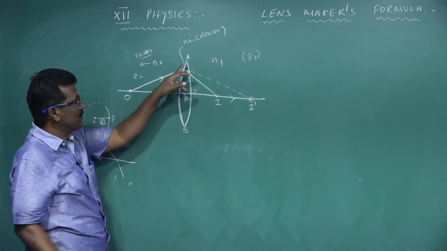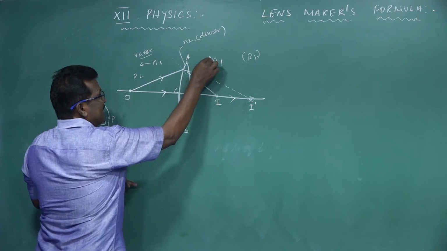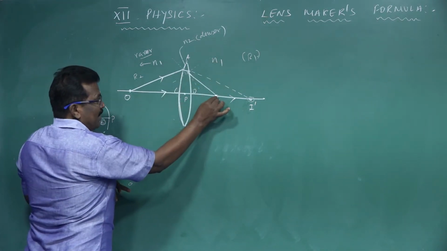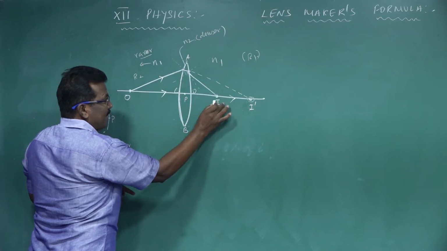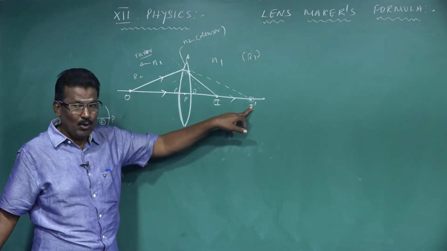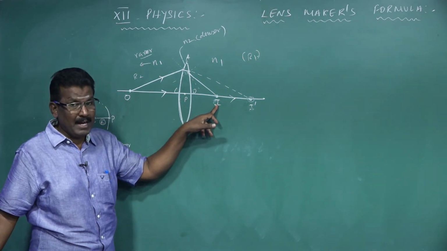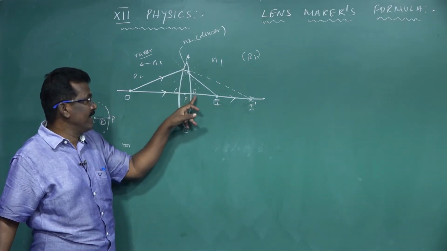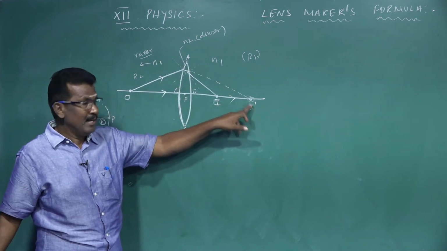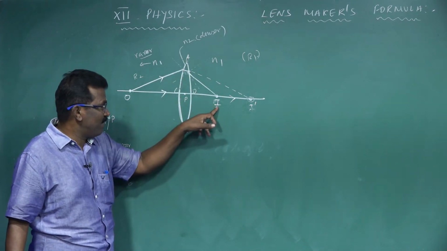Another refraction takes place because the ray is coming from a denser medium to a rarer medium. If a ray comes from a denser medium to a rarer medium, it always bends away from the normal. So the original image, formed at I prime due to the surface ACB, is now formed at I because of the surface ADB, where another refraction takes place.